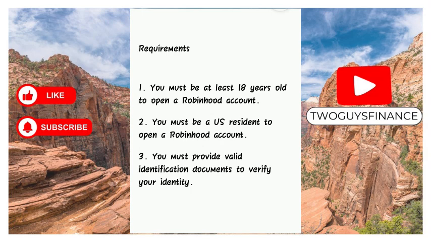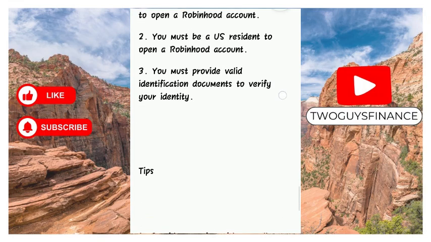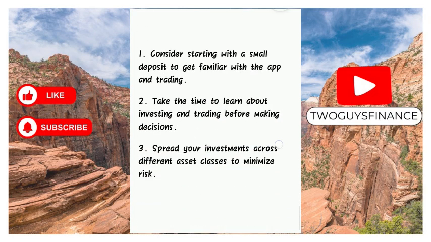So that's the requirements, three requirements actually, for using the app. The first is you've got to be at least 18 years old to open a Robinhood account. You also got to be a US resident to open the account and provide valid identification documents to verify your identity. It goes without saying that if you do not meet any of these three requirements, you're not going to be able to open the account. Take your time and make sure you have all these before you go ahead and set up the account.